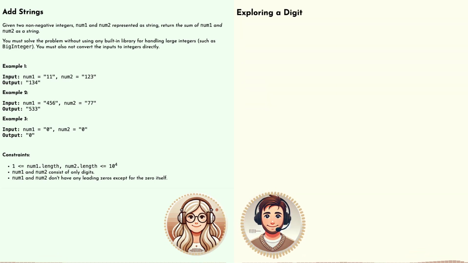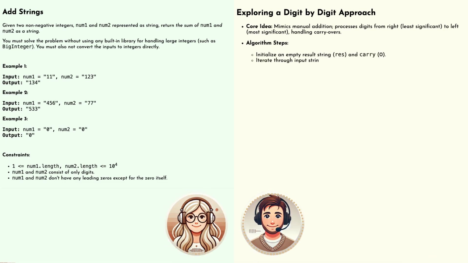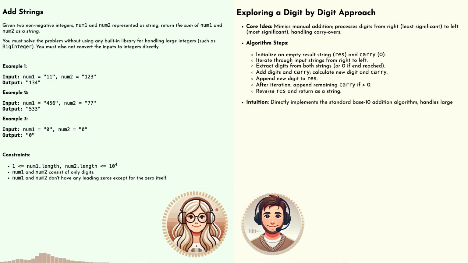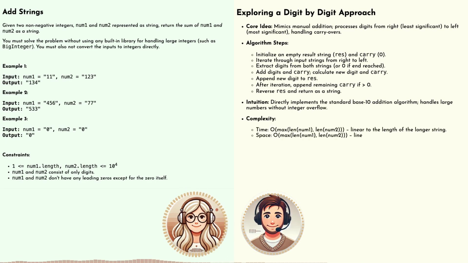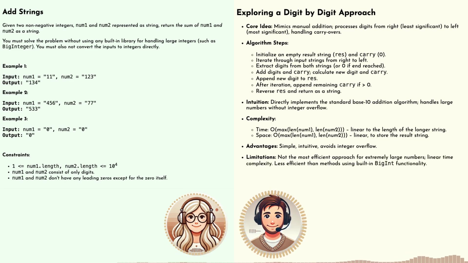Okay, so let's look at some examples from the problem statement. So 11 plus 123 should give us 134. And 456 plus 77 should result in 533. Now, I know what some of you might be thinking. Can't we just convert them to numbers, add them, and convert the sum back to a string? Well, yeah, you could. But think about those massive numbers we mentioned earlier with hundreds or even thousands of digits. You're going to hit that dreaded integer overflow limit in most programming languages. So it's not just about the size of the number. It's the potential for them to be truly massive. Right. So brute force is not going to work here.